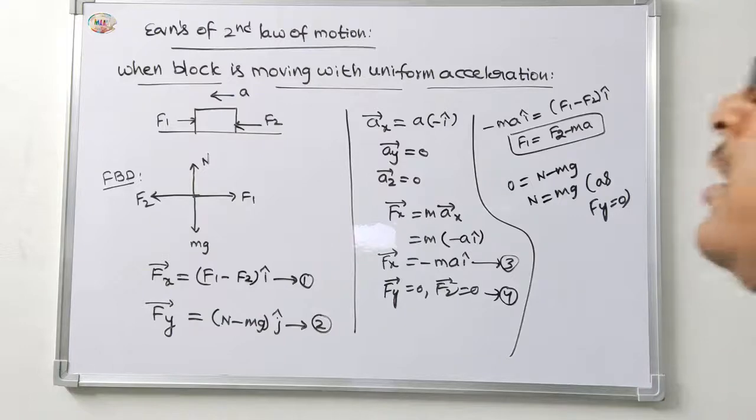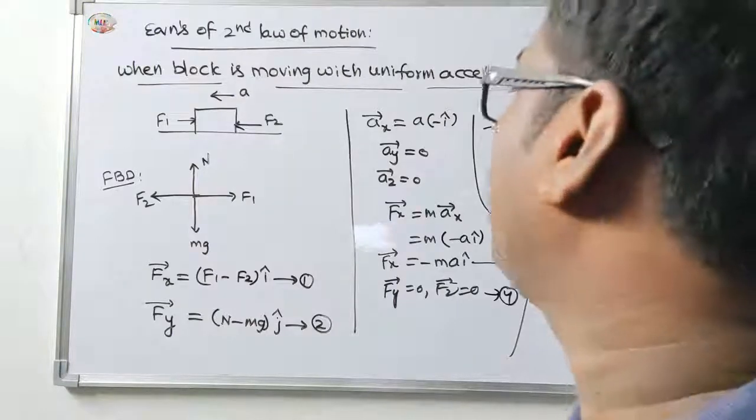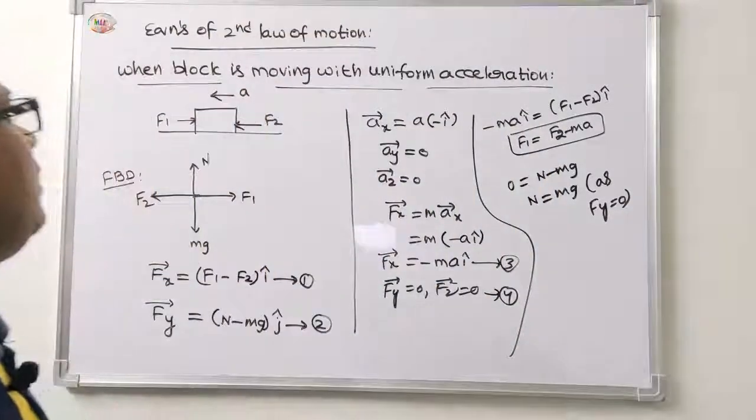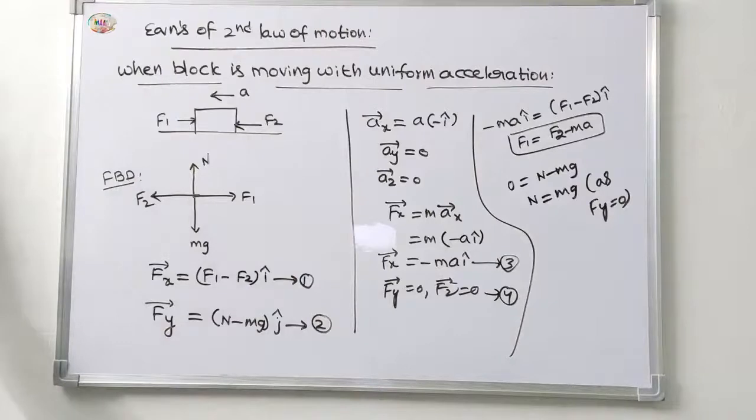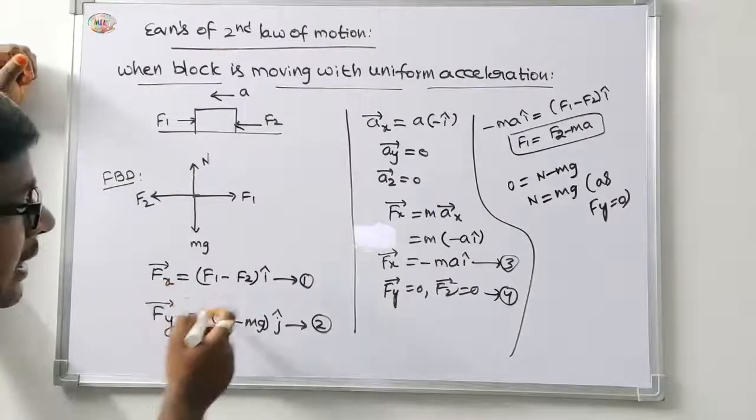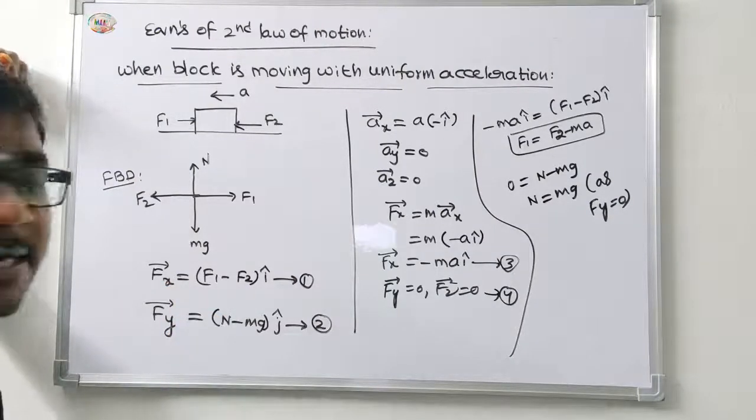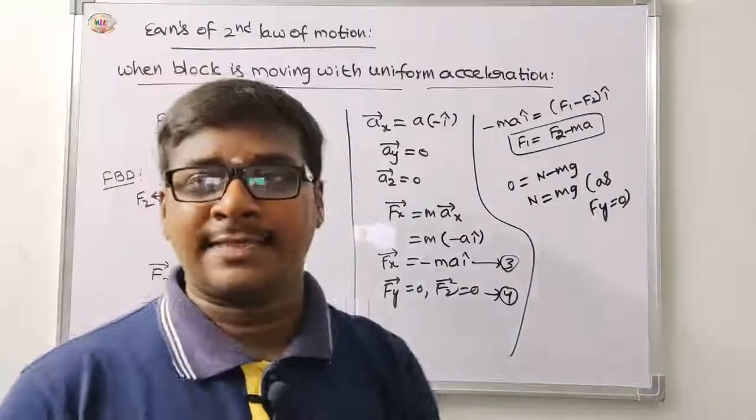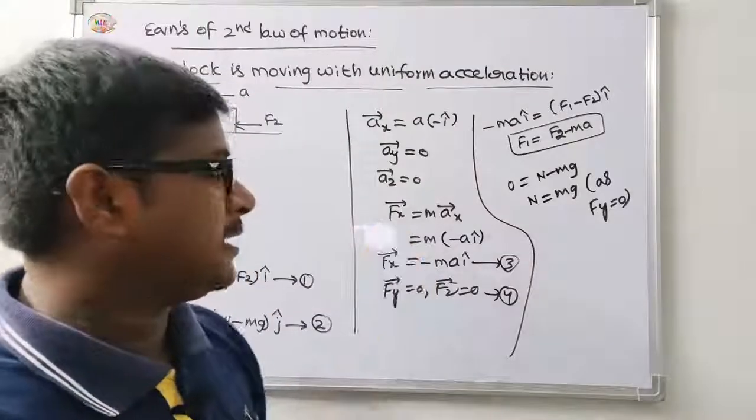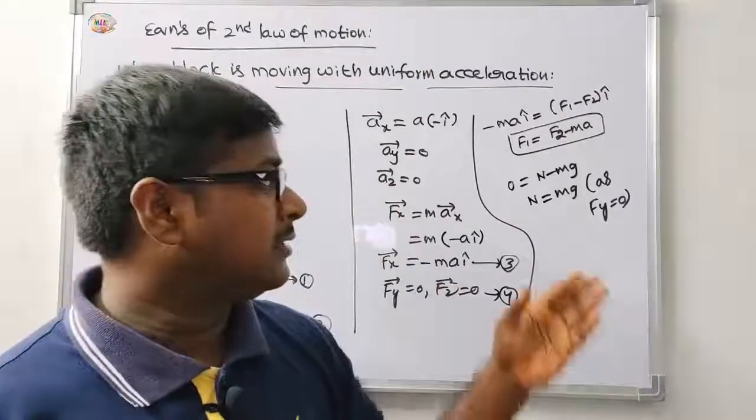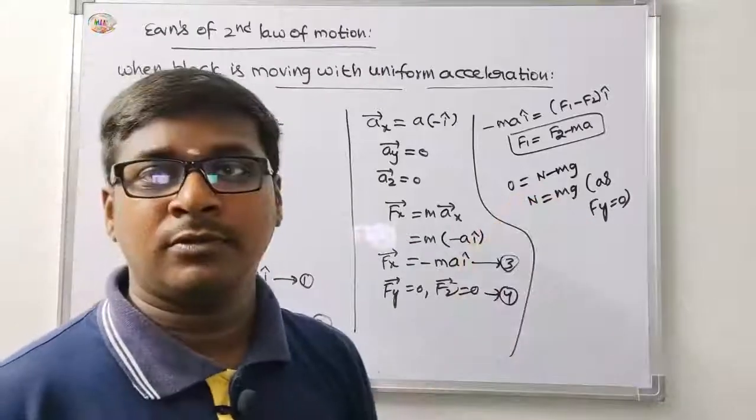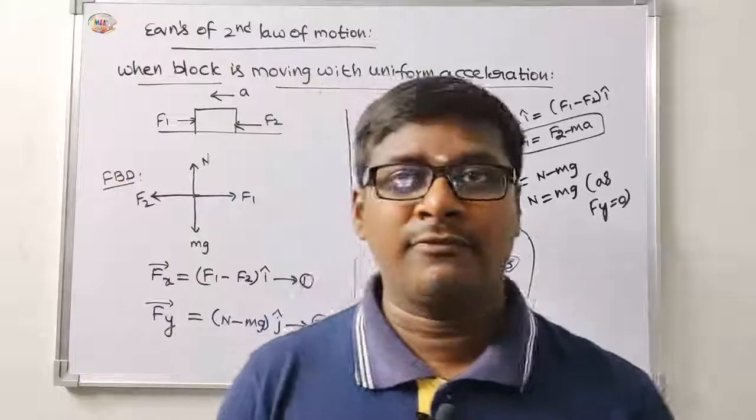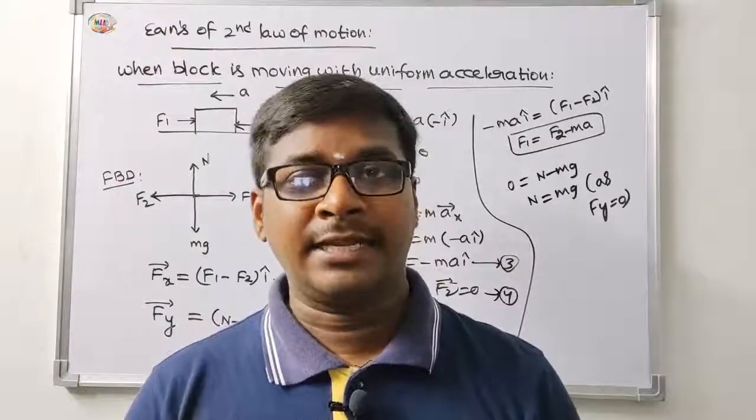This is the third condition. When the block is moving with uniform acceleration, first draw the free body diagram. Then take the force vector acting along the x-axis, y-axis and z-axis, and the acceleration acting along the x-axis, y-axis and z-axis. Then substitute in the above values, and find the F1 value and N value. These are the equations of Newton's second law of motion.